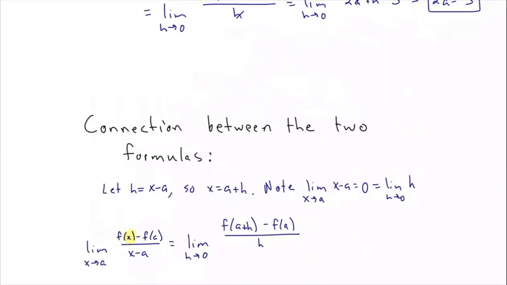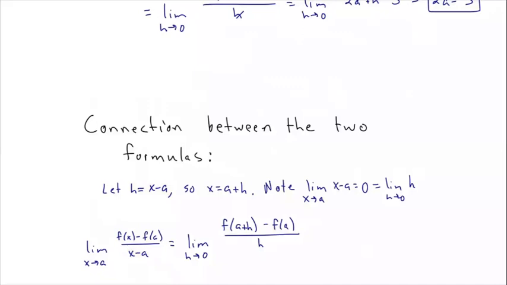And when I look at this X, I now know that X is A plus H. So this X becomes an A plus H. And then minus f of A, well, there's no X in that, so this just stays the same. And then in the denominator, I've got X minus A, and I know that X minus A is equal to H, so I replace that with an H. So it turns out that these two formulas are exactly the same.